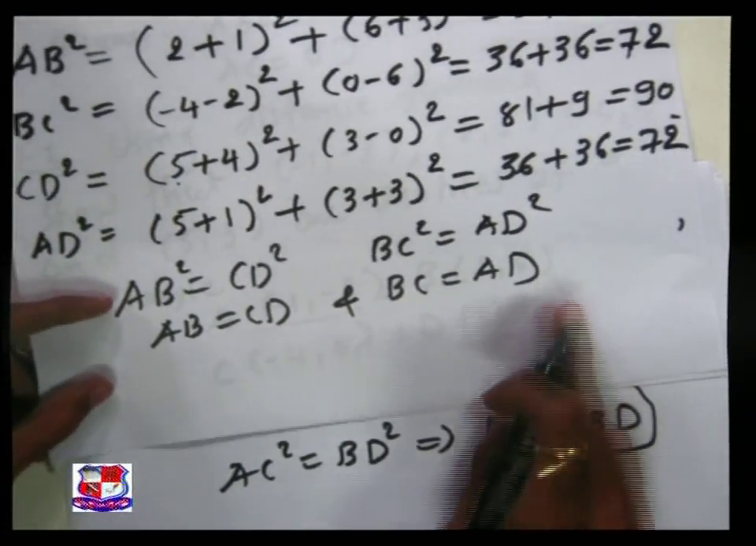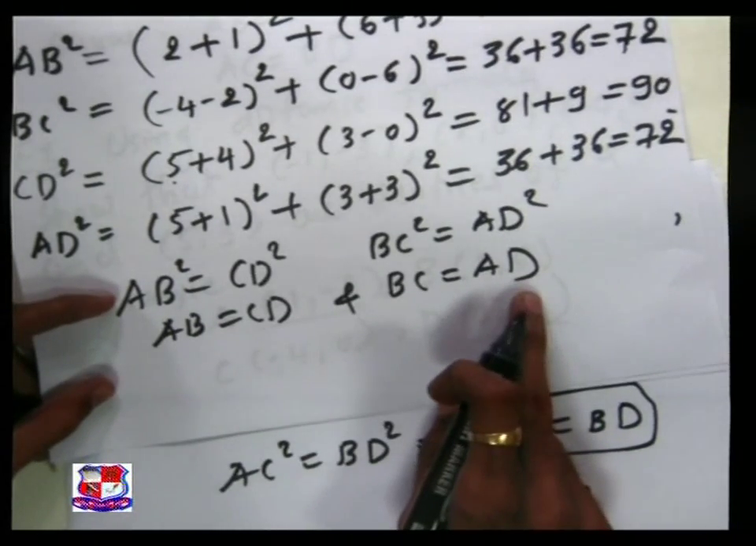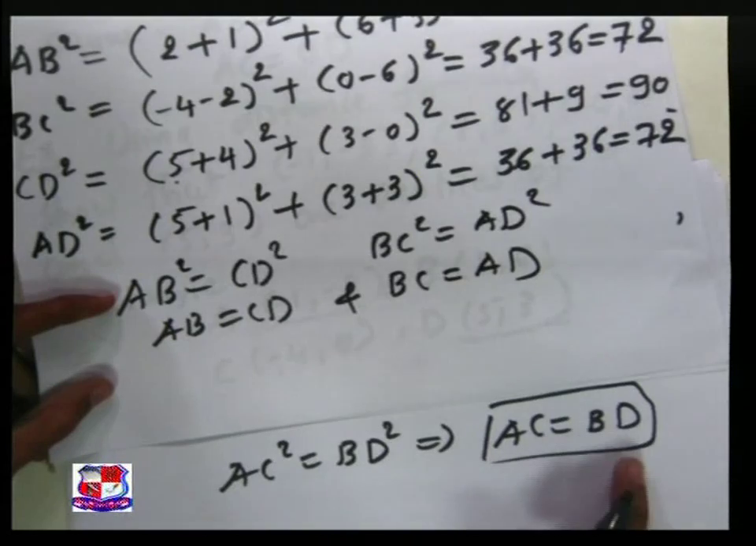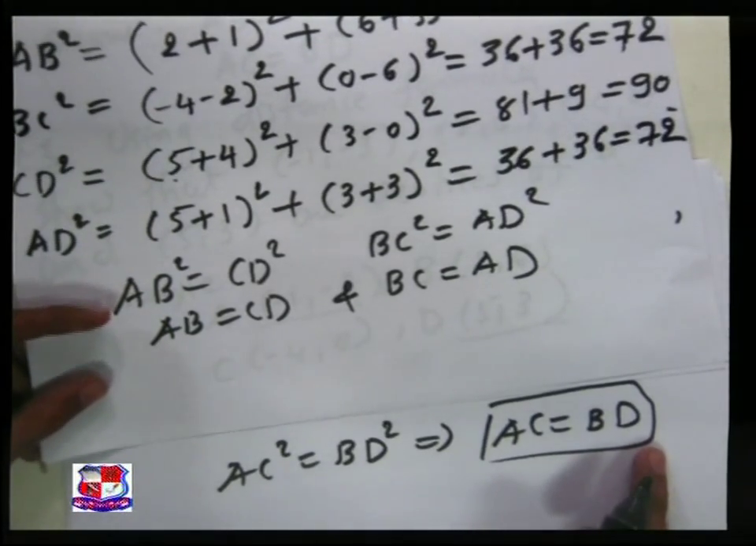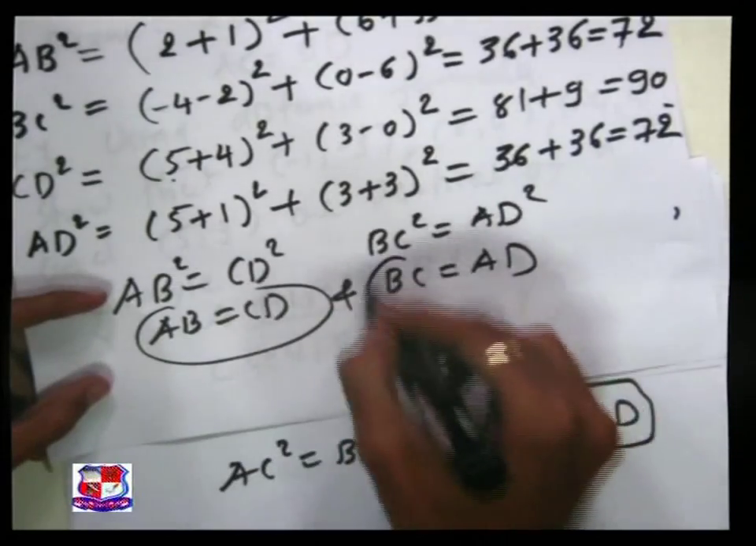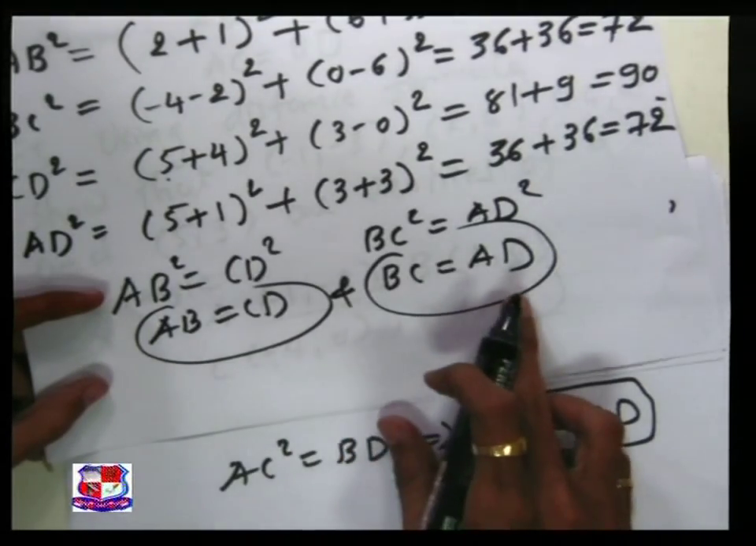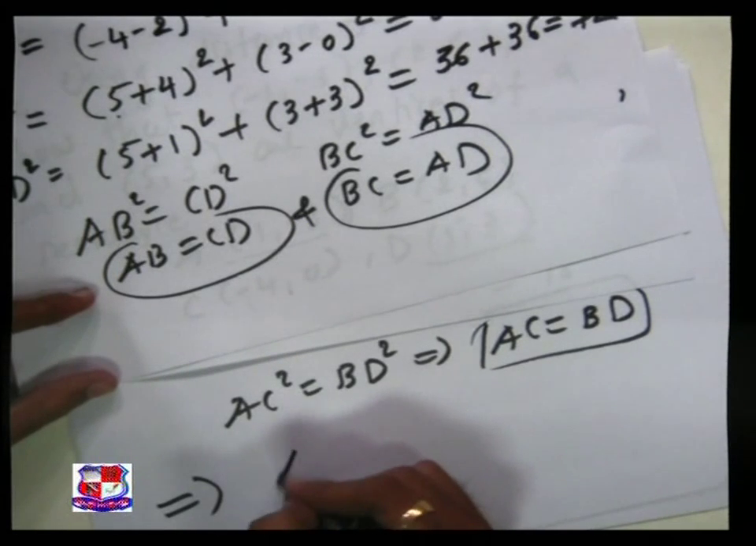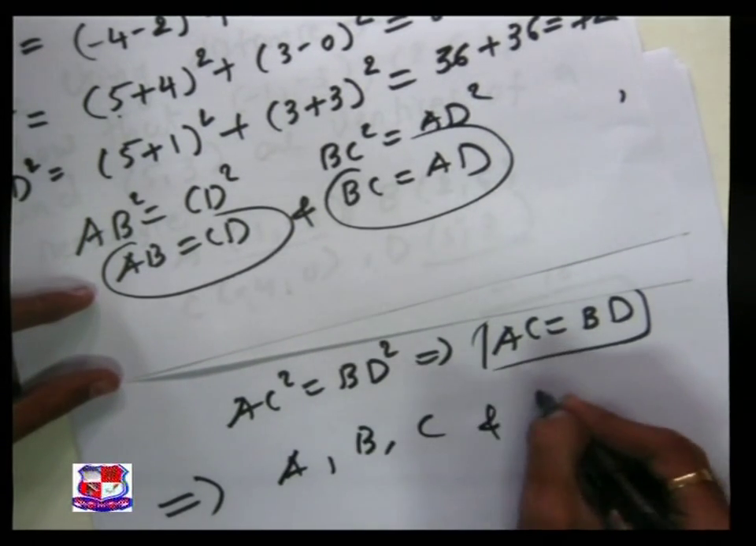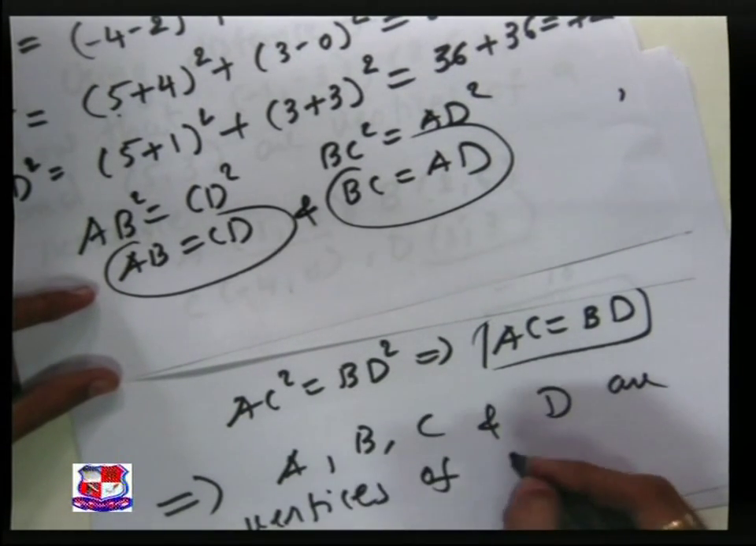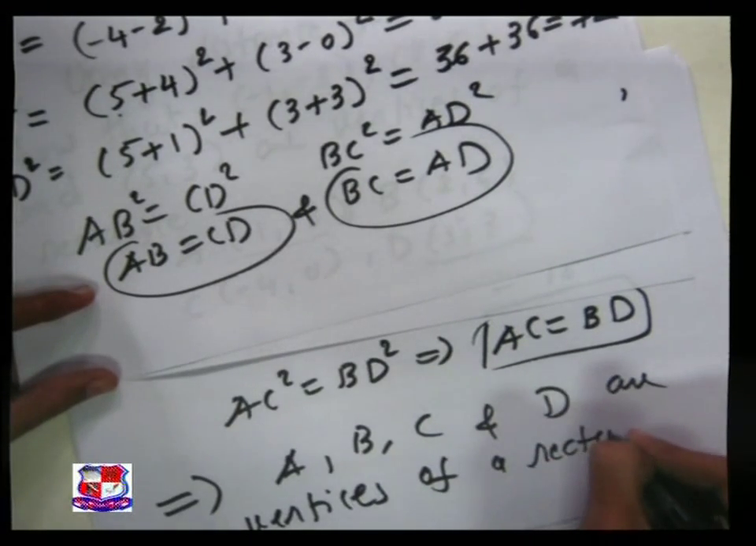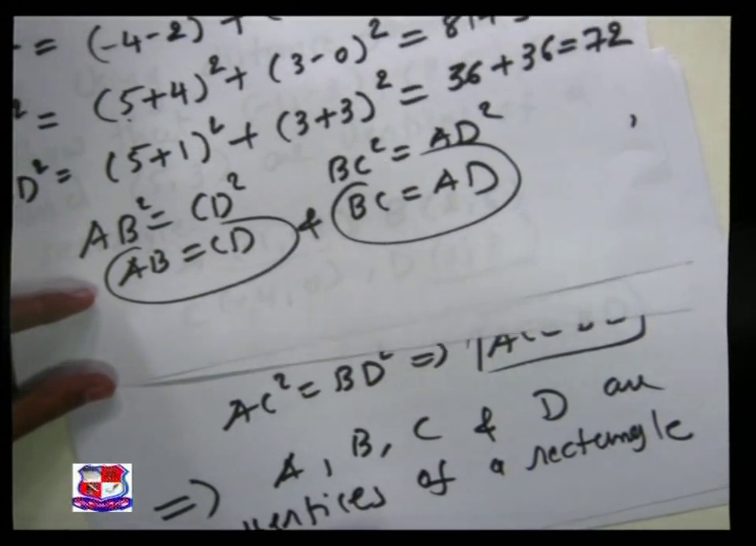AB is equal to CD and BC is equal to AD. That means opposite sides are equal, and moreover the diagonals are also equal, that is AC is equal to BD. So using all these three, we can say that if AB is equal to CD, BC is equal to AD, and AC is equal to BD, implies A, B, C and D are vertices of a rectangle, right? So in this way we can also use the distance formula.